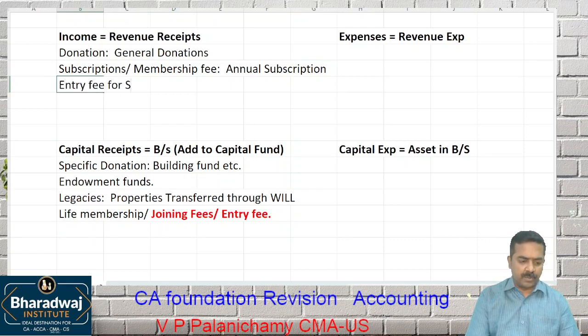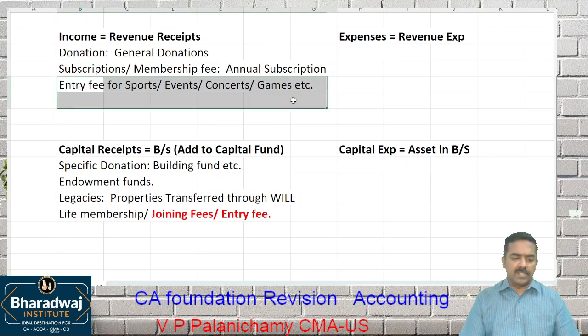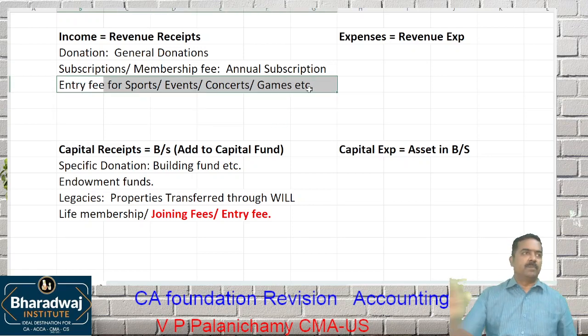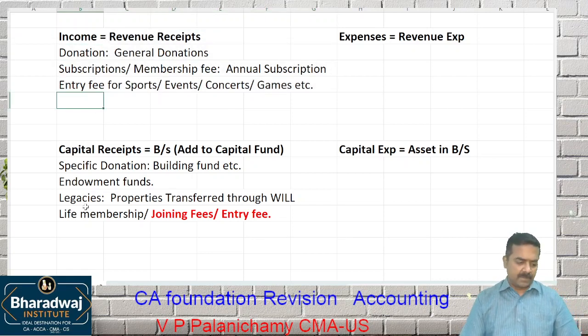What about entry fee? Entry fee for sports, events, concerts, games, seminars, etc. These are the things which are short-term benefit. You pay the fees, attend the concert. You pay the fees, attend the seminar. You pay the fees, attend the workshop. They are all called as which receipts? Revenue receipts.